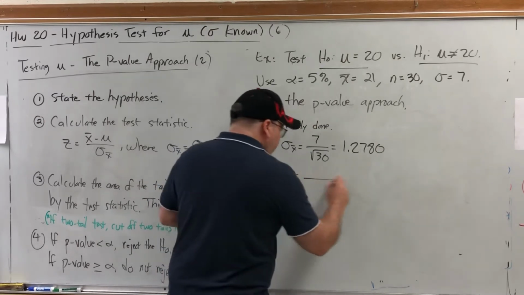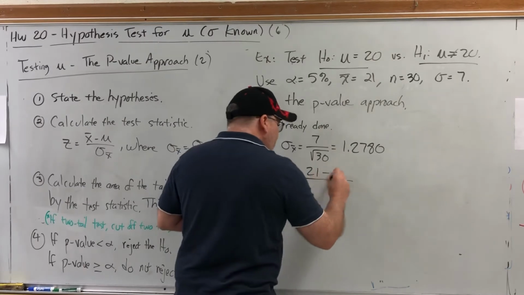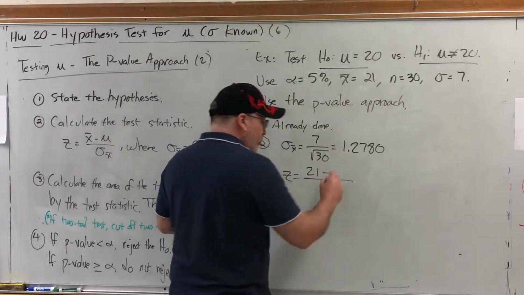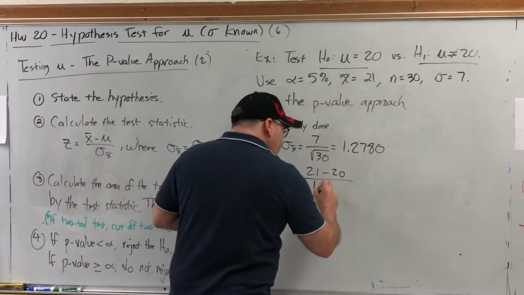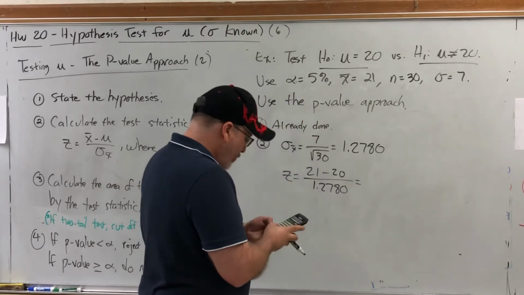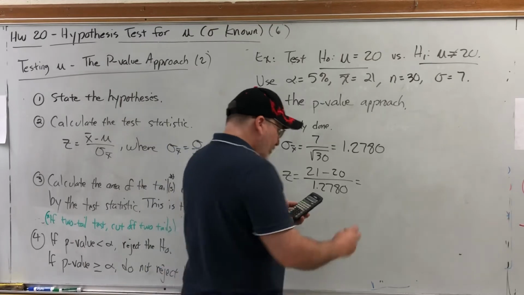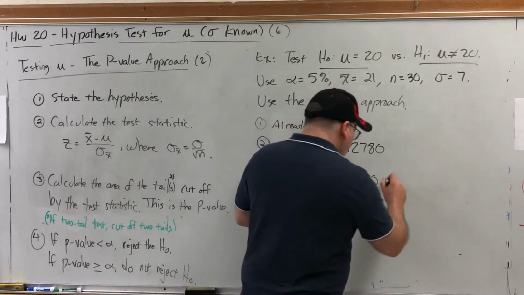So our test statistic is going to be what we got from our sample, 21, minus what we claimed from the null hypothesis, 20, divided by what we just calculated, 1.2780. So 1 divided by 1.2780 is, I'm going to round this to 2 decimal places because of what's going to happen next, 0.78.